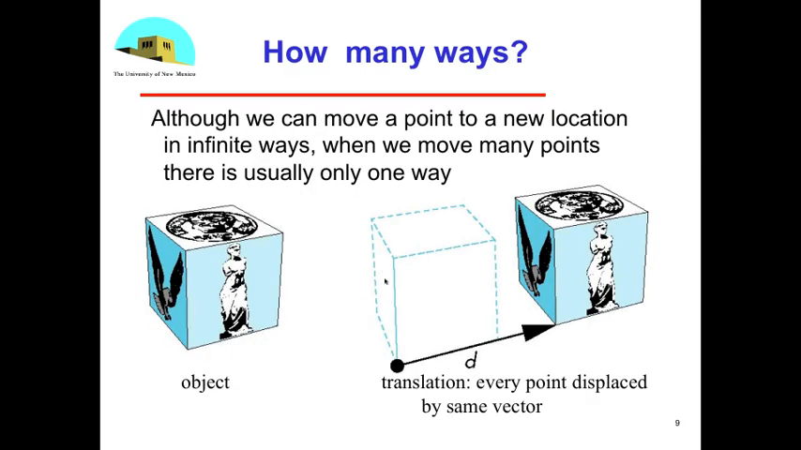Okay, so here's again the point that if you're going to translate a whole object like this cube, there's really only one way to do it. And I think there are some exercises in the notes that ask what's the minimum number of points to determine a unique translation in two and three dimensions, and I think that's a good exercise to try.